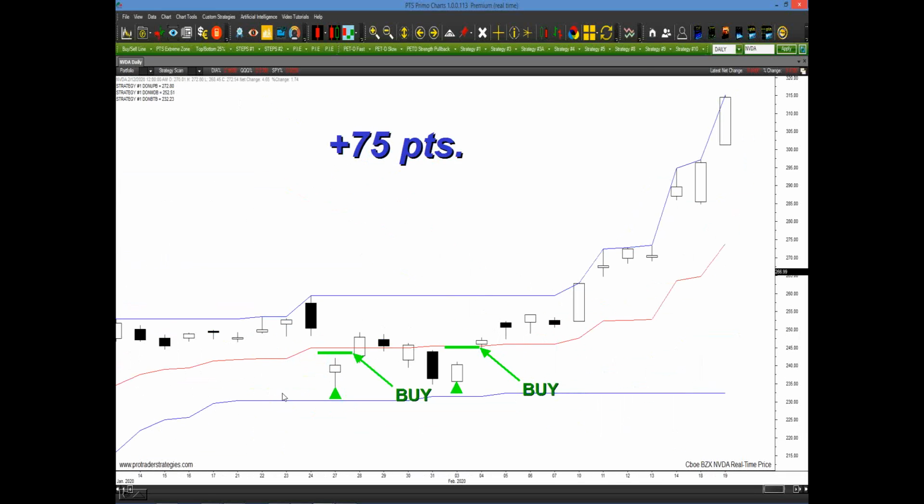NVDA, same process. We have 3 Downtrends headed higher. We sell off. Here's our first instance below. Here's our second. You could have had two choices to get in. If this one didn't work for you, if you had a small minor loss, well, you could have gotten in again the first week of February for a potential 75-point gain in just a couple of weeks.